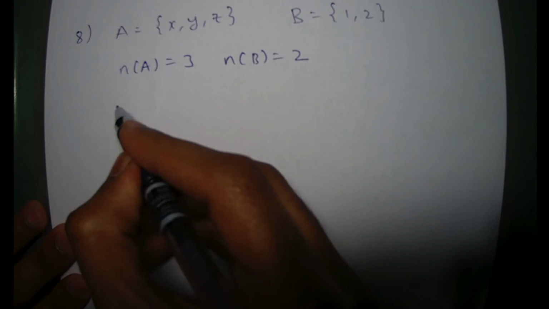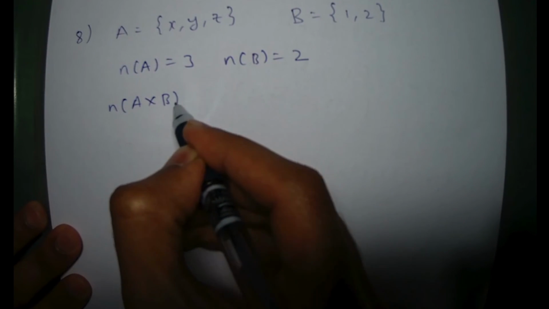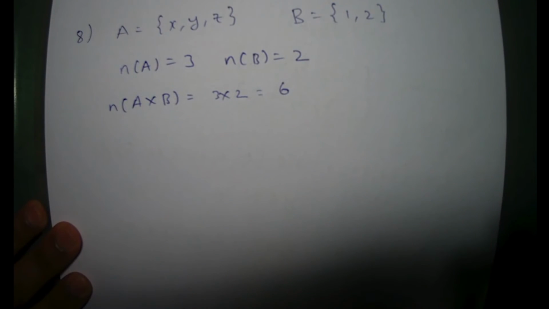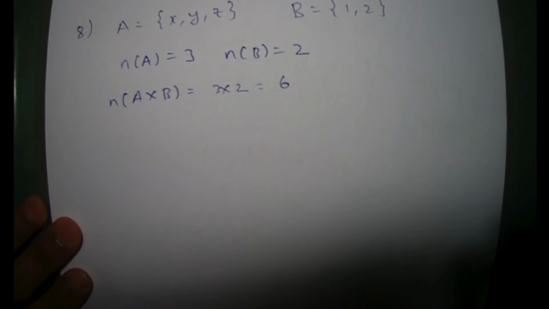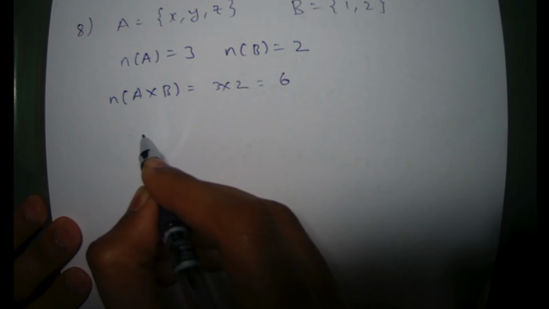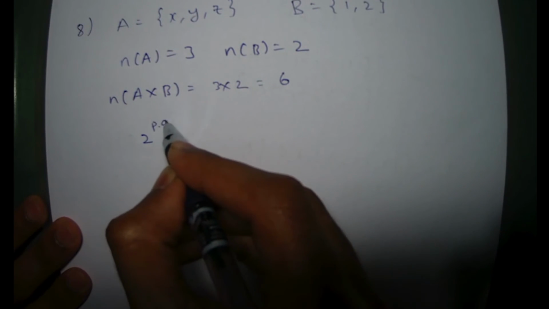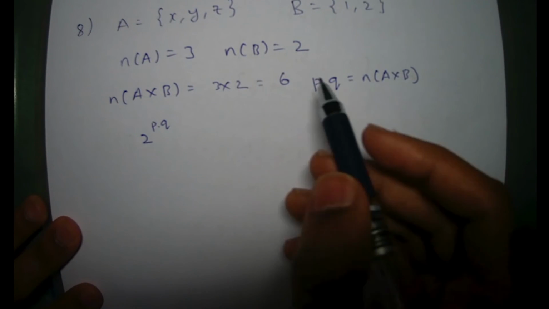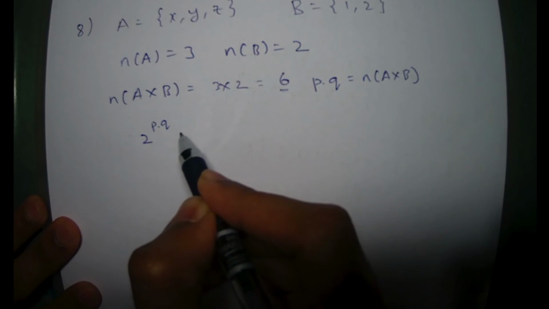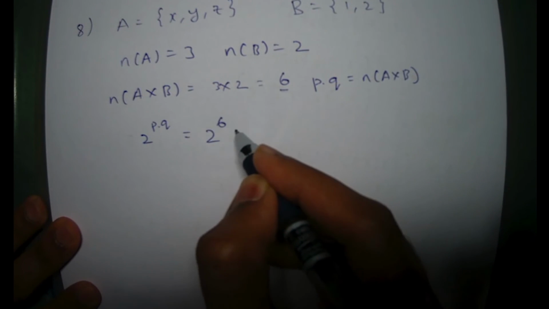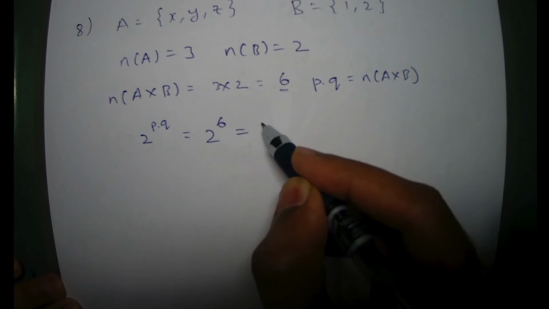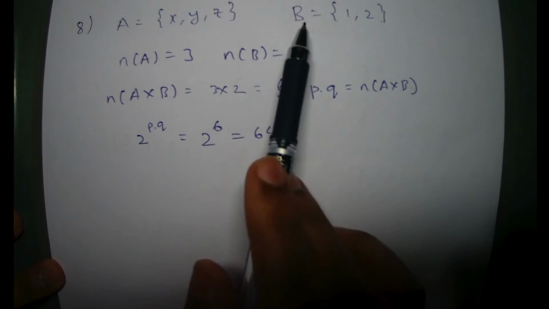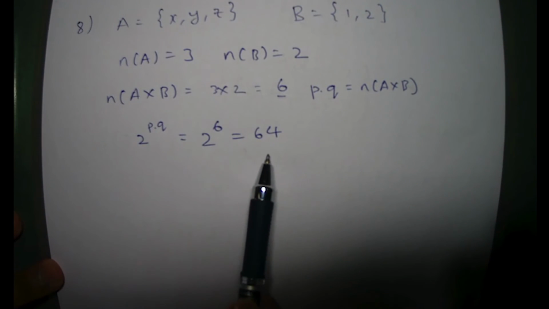So number of terms in A x B will be 3 into 2, which is equal to 6. So now we have to find the number of possible relations. So the number of possible relations is given by 2 to the power p into q. p into q is nothing but the number of terms in A x B, which we found out, which is 6. So the number of possible relations will be 2 to the power of 6, which is equal to 64. So for the two given sets, set A and set B, we can have 64 different types of relations defined for these two sets.